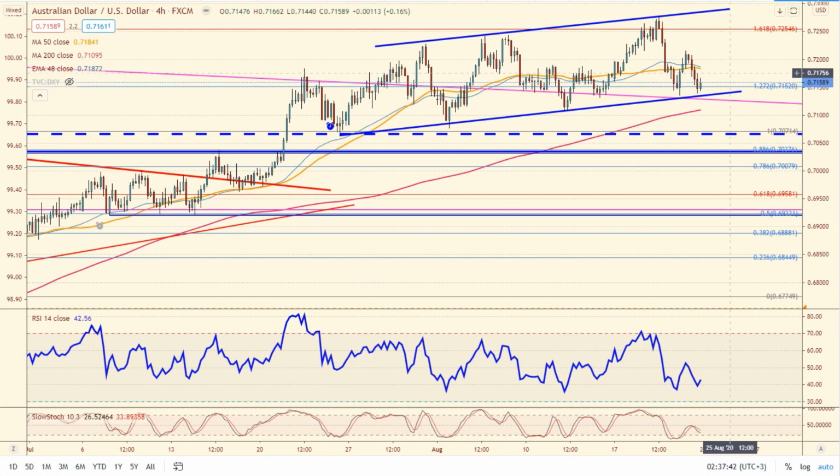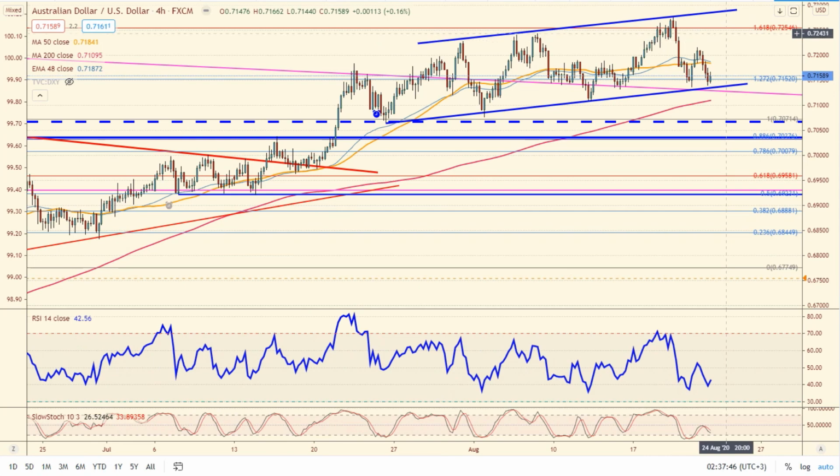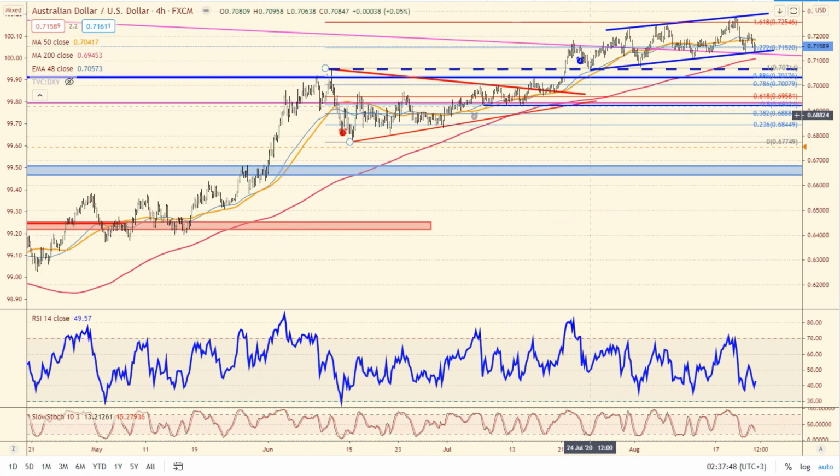Let me go to a 4-hour chart. Might bounce back to 72.50. Pretty big resistance up here. Big 161% extension of this move that we've been rejecting. But all really important levels.